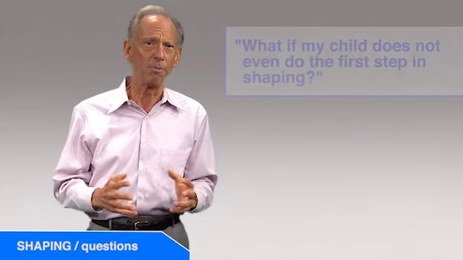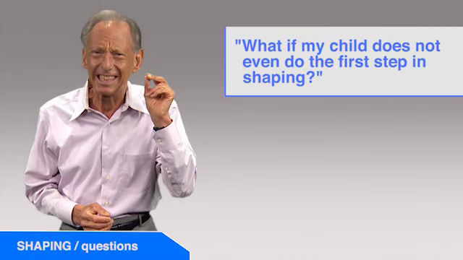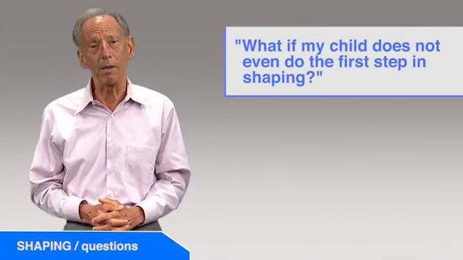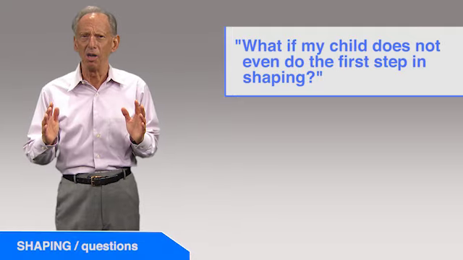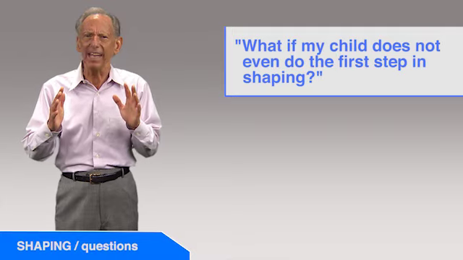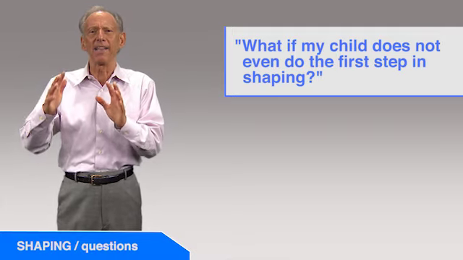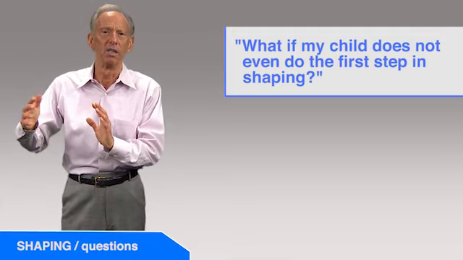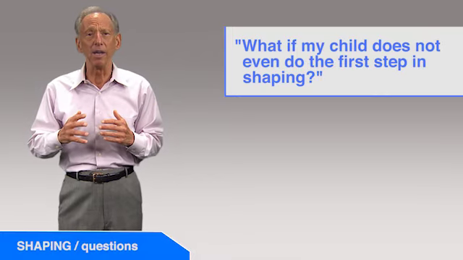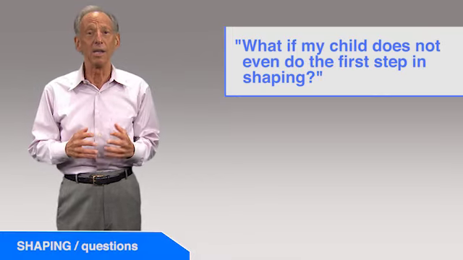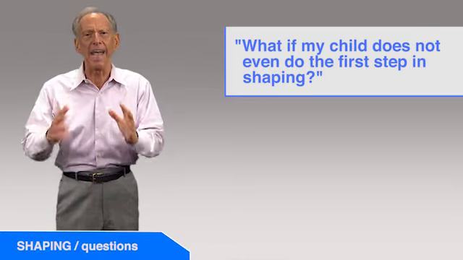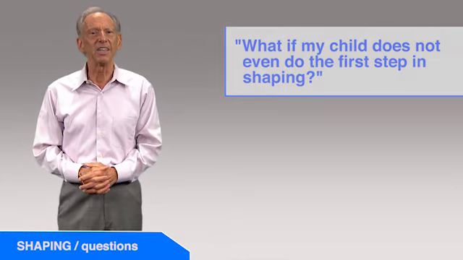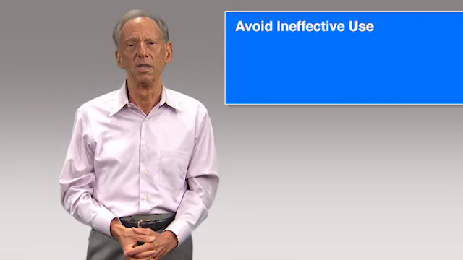Another question that comes up, what if my child does not even do the first step in shaping? Well, make the steps smaller, ask for less behavior. And as I mentioned, providing a little help in the beginning is fine if it helps get the first behavior to occur. Just say in a matter-of-fact way, "Here, let me help," or "Let's do this together." And if that is still a problem that you can't get the behavior, take a look at the separate video on simulation.